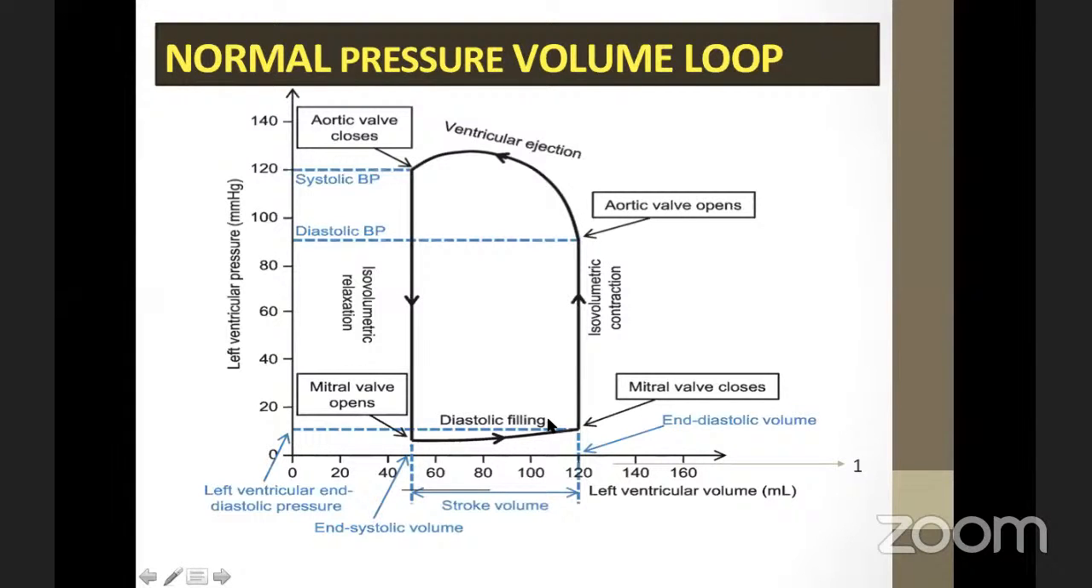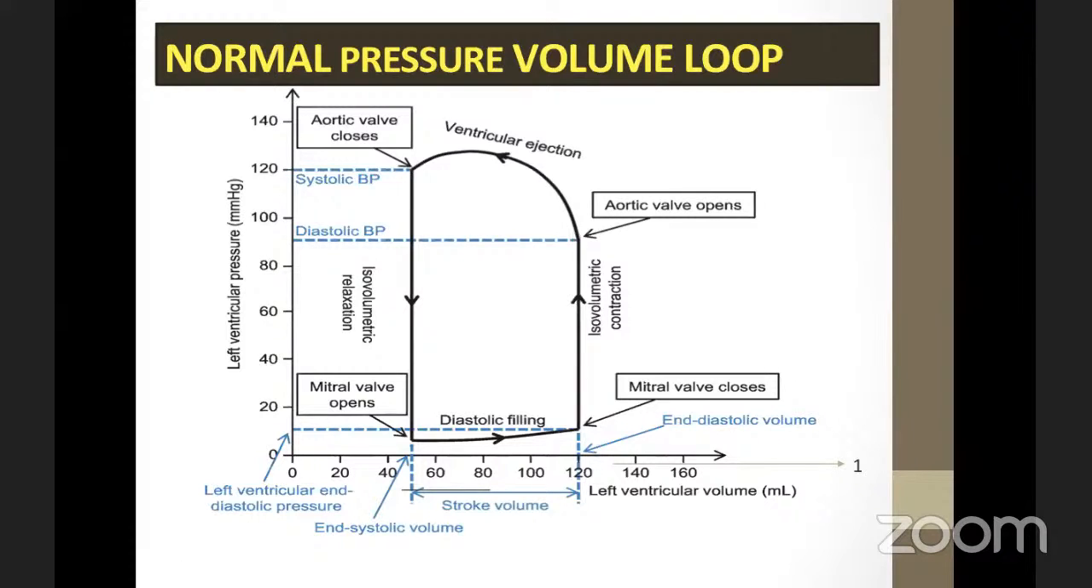You can see this is the isovolumic contraction phase. This is the diastolic filling phase, and here the mitral valve is open and the left ventricle starts filling. You can see hardly any pressure change, and the left ventricular diastolic volume is 120 ml. Then the isovolumic contraction starts and the pressure suddenly increases, and then the aortic valve opens, and that is the point where the diastolic BP is recorded.